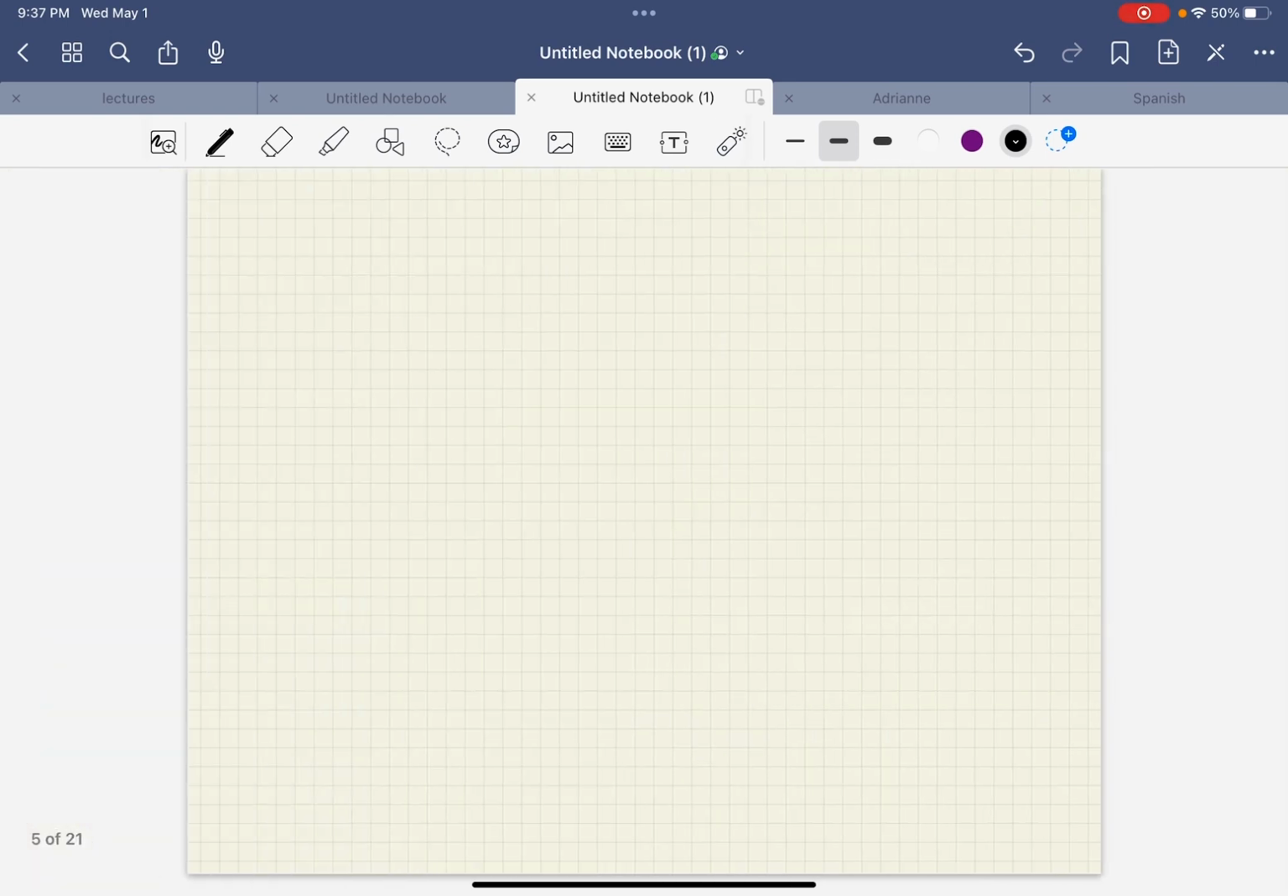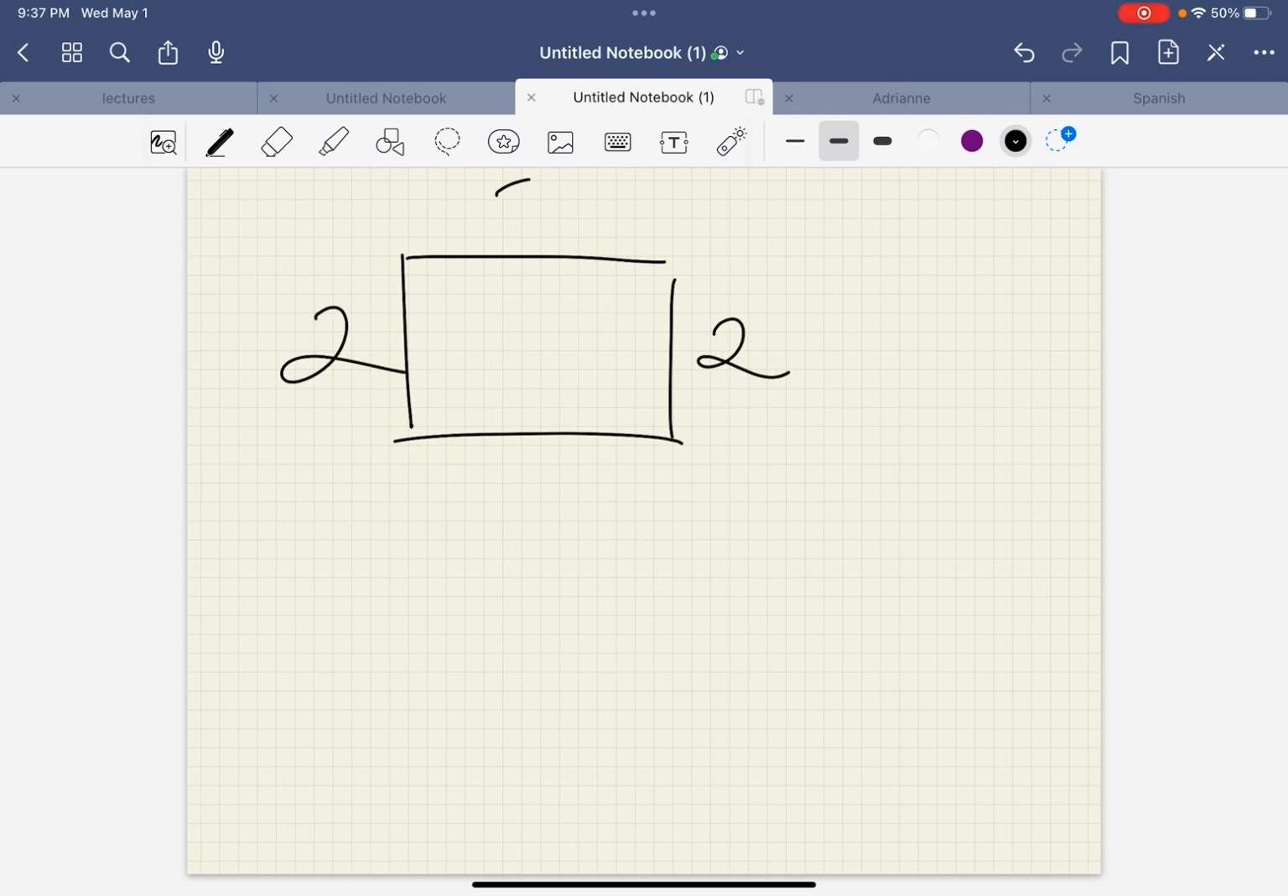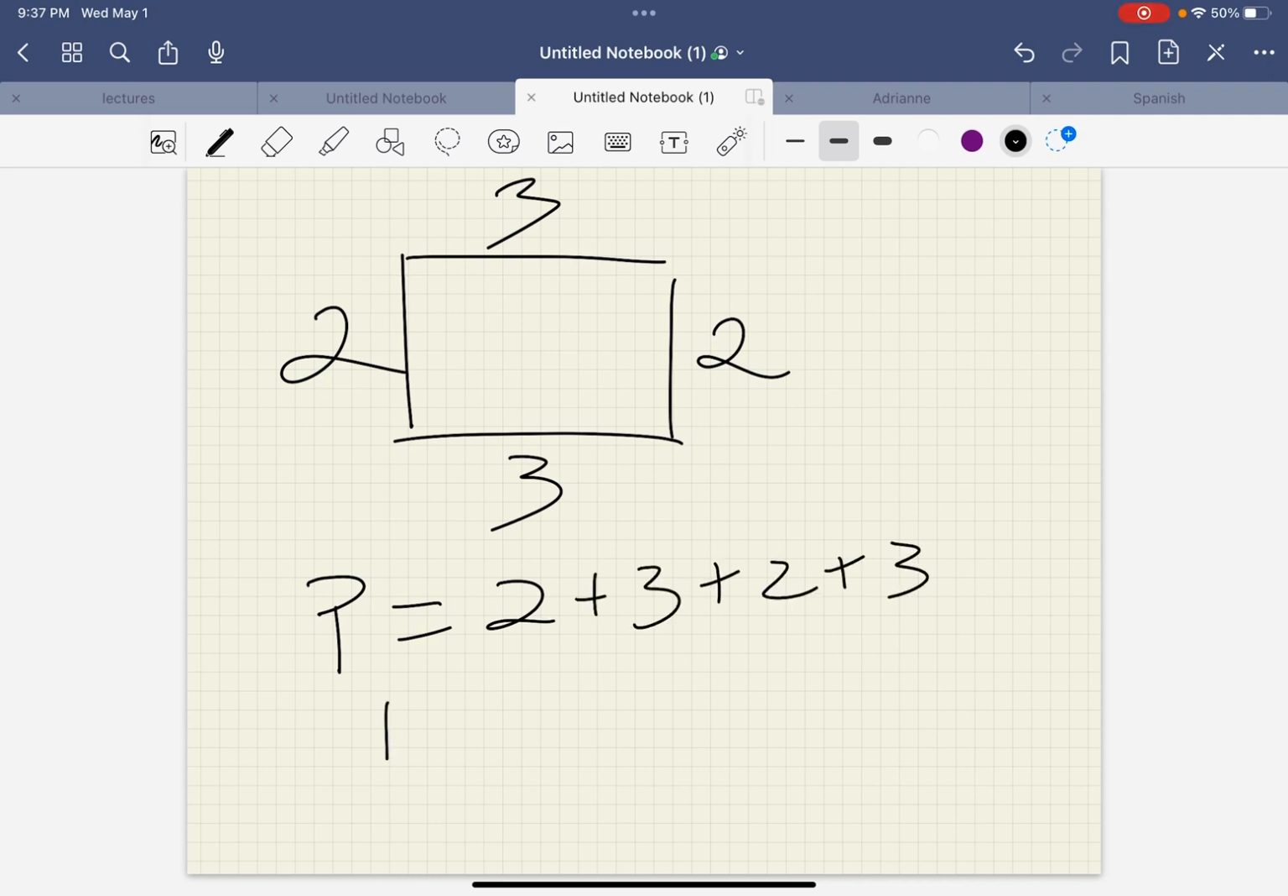Lesson 53 is perimeter. The perimeter is simply the measure all the way around a shape. For this first one, remember in a rectangle, opposite sides are equal. They tell us this is 2, so we automatically know that's 2. They tell us this is 3, so we automatically know that's 3. For the perimeter, we add them all up. So 2 plus 3 plus 2 plus 3. That's 5 plus 5 is 10, and the units were centimeters, so it's 10 centimeters.